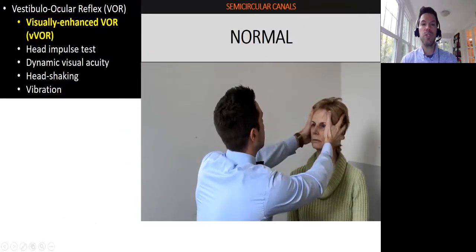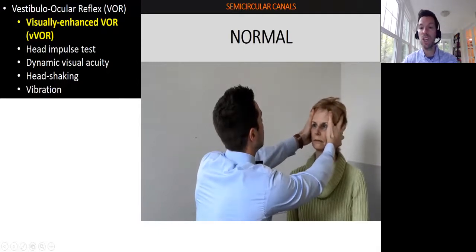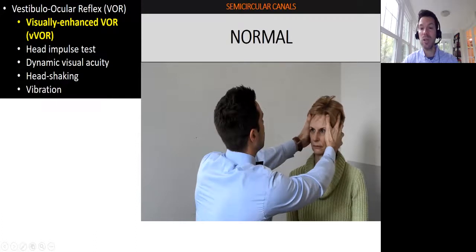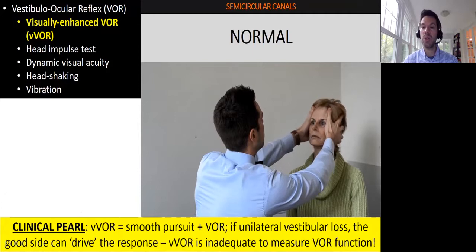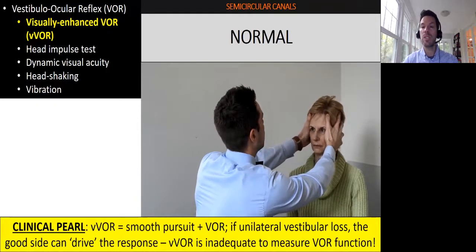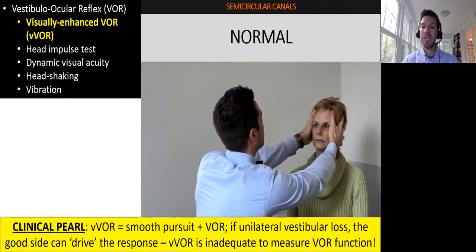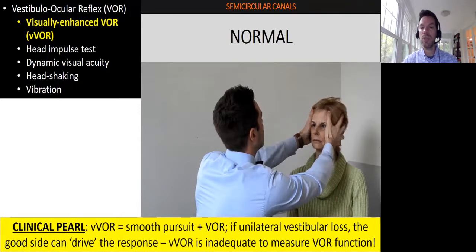So this is the visually enhanced VOR, the VVOR. This is normal. This is the slow VOR. I'm just moving the head slowly. This is two systems that I'm assessing here. One is the pursuit system. The pursuit system is a low frequency system. So if this patient had bilateral vestibular loss, but a normal pursuit system, this should look perfectly normal.